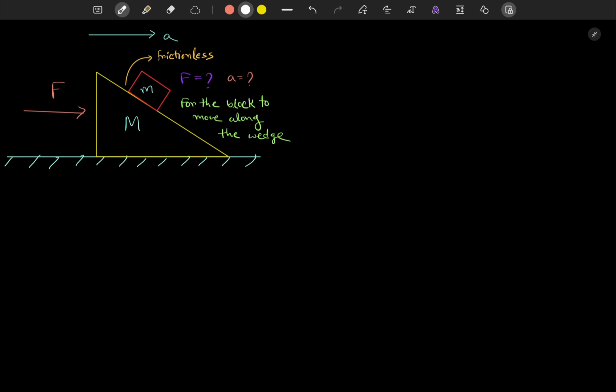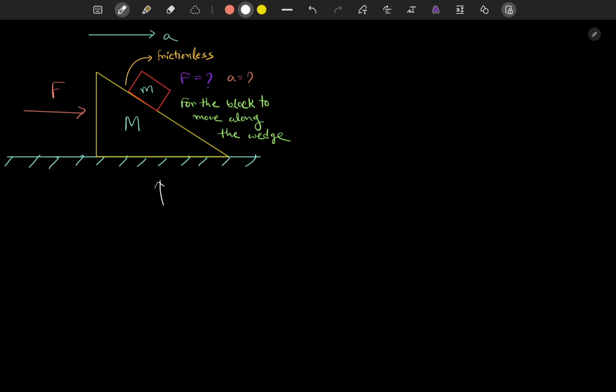The problem states that I have a wedge of mass capital M and a block of small m, and what I have to do is apply a force, capital F, on the wedge in such a manner that the red block, the block with mass small m, does not slide along the surface. Of course, I have also considered the surface to be frictionless, and thus what I really mean is that with respect to the wedge, the red block will be stationary. That's what it really says.